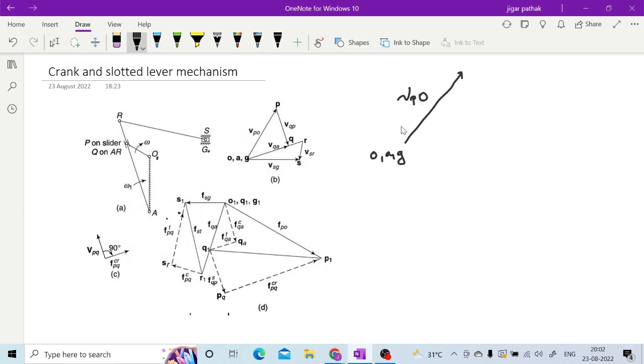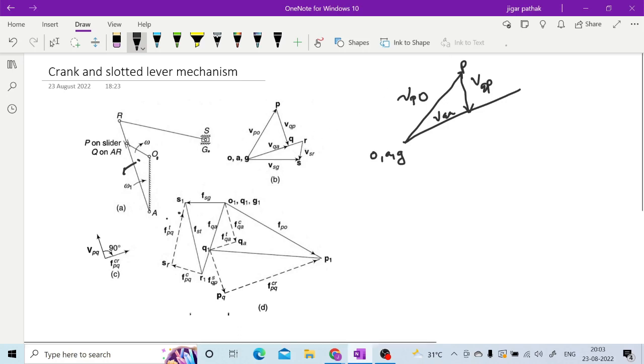Similarly, you can get an idea about the direction of this Q with respect to A. Q with respect to A will be in the direction perpendicular to this link, so you can draw a line perpendicular to this link over here. And for this Q with respect to P, Q is on AR and P is on the slider. So the velocity of Q with respect to P will be along the length of the link AR only. So you can draw a line parallel to AR from this point P in order to get this VQP, and this is nothing but VQA.